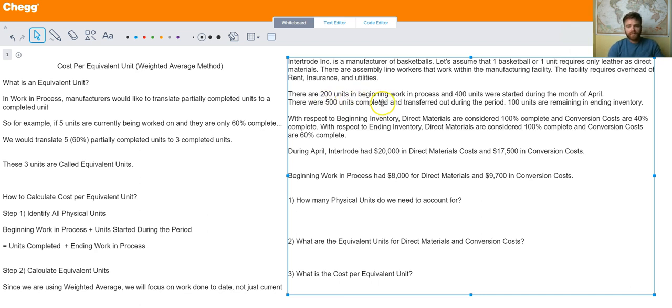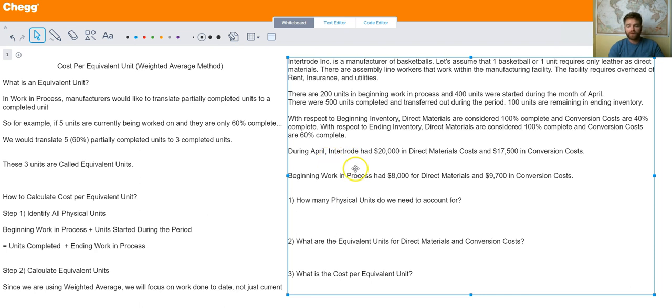There are 200 units in beginning work in process, 400 units that were started during the month of April. There were 500 units completed and transferred out, and 100 units that were left in ending inventory. With respect to beginning inventory, direct materials is 100% complete, conversion costs are 40% complete. With respect to ending inventory, direct materials are 100% complete and conversion costs are 60% complete.